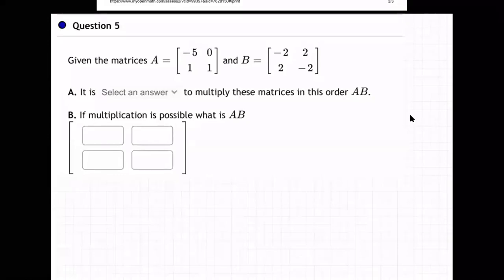Okay, so they're giving us two matrices, A and B here, and they want us to multiply if possible. Basically, we're going to answer here: is it possible or is it not possible to multiply these matrices? What's the story? Well, let me give you all the rules for matrix multiplication.